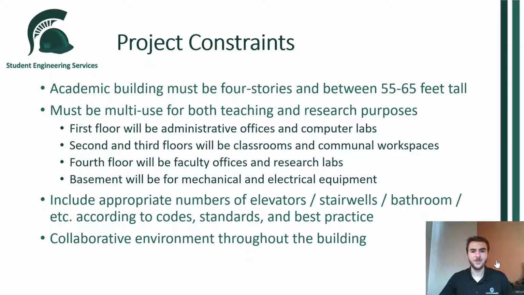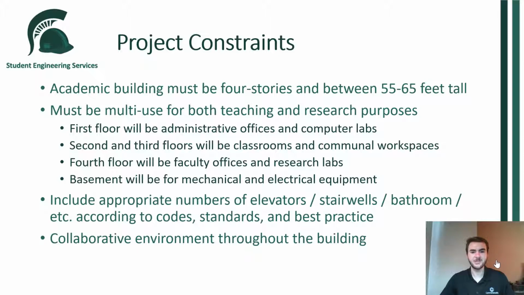There were several constraints that were required by the client for this project. These constraints were that the academic building must be 4 stories, including a basement, and should be between 55 and 65 feet tall, including the roof. And the building is to be multi-use for both teaching and research purposes, and the breakout of the floors should be such that the first floor would be administrative offices and computer labs, the second and third floors would be classrooms and communal workspaces, and the 4th floor would be faculty offices and research labs.